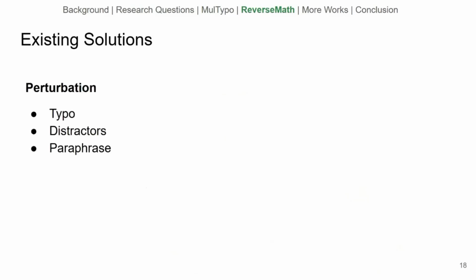Previous work has already tried to solve these issues. One category of this work is introducing perturbation to the existing benchmark, like what I introduced before, multi-typo. They introduce some typos into the question and ask the model the same question. Or they add some distractors. For instance, they randomly insert some nonsense long text into the question to see if the model can still successfully answer the question. And some of them use an LLM to paraphrase the question.